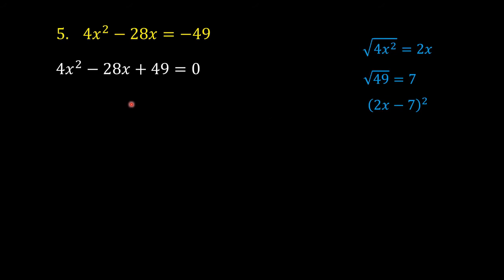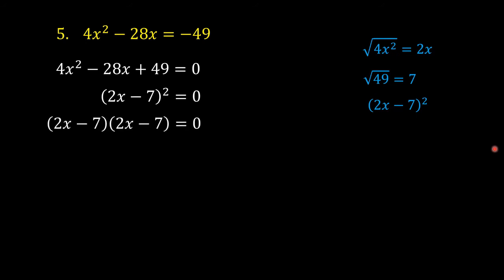This is minus because the sign of the second term is minus or negative. Now, we have (2x minus 7) squared is 0. This can be written as (2x minus 7)(2x minus 7) is equal to 0. Equate its factors to 0. So 2x minus 7 is equal to 0, or 2x minus 7 is equal to 0.